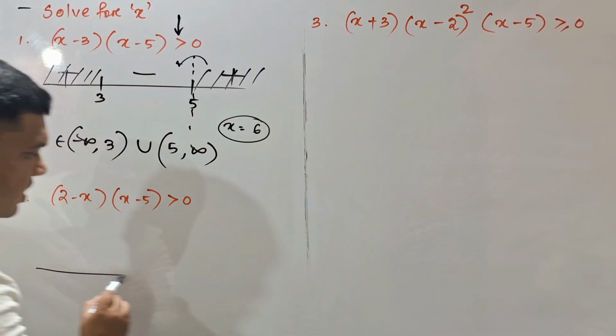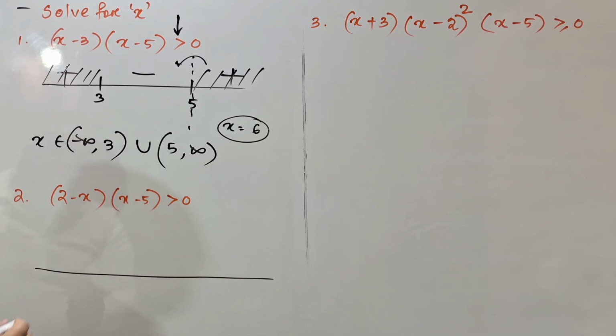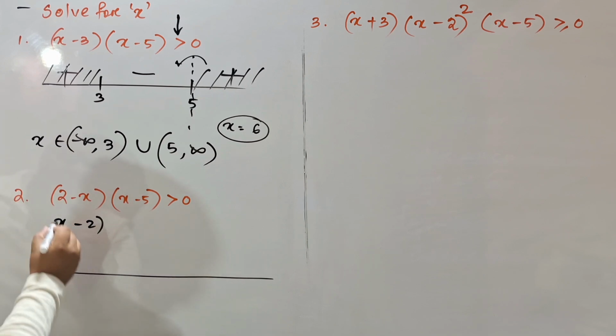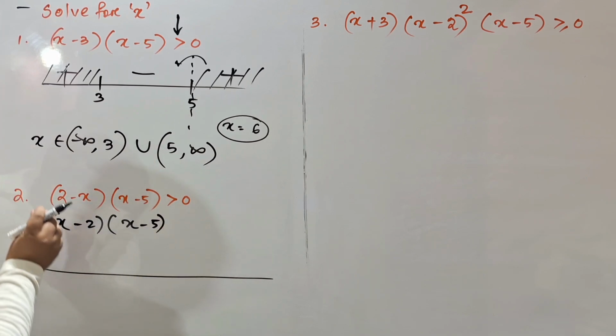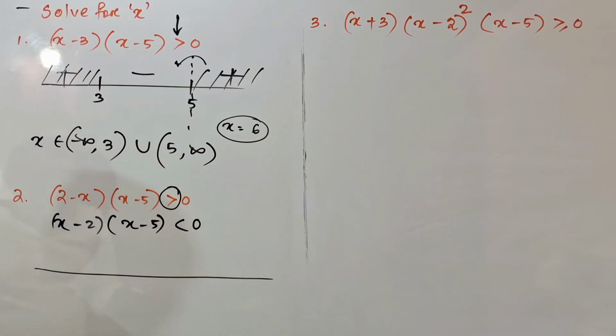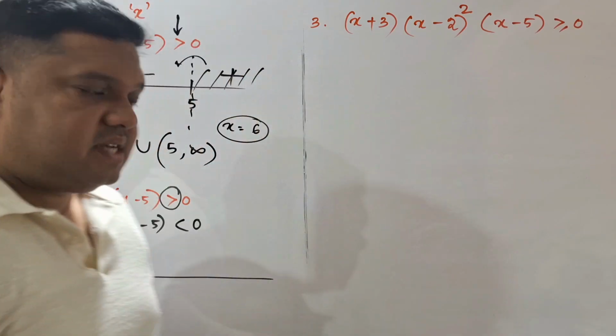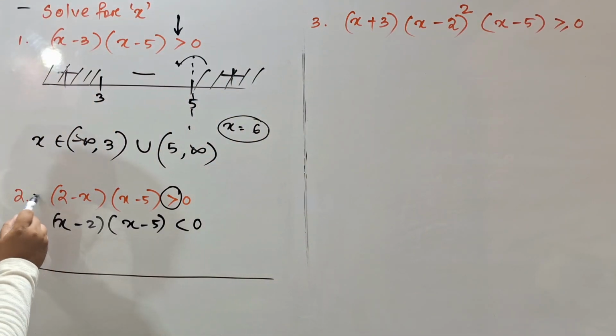We will follow the same approach here. If I follow this approach, how many critical points are there? Before you apply this, here the standard form is not satisfied, so do modification. How do I do modification? I multiply by minus 1. If I multiply the negative sign, I can write x minus 2 whole into x minus 5. But if I multiply by a negative value, the inequality sign will change. So this becomes less than. If it is in standard form, no issue. But if it is not in standard form, do modification and make it standard form.